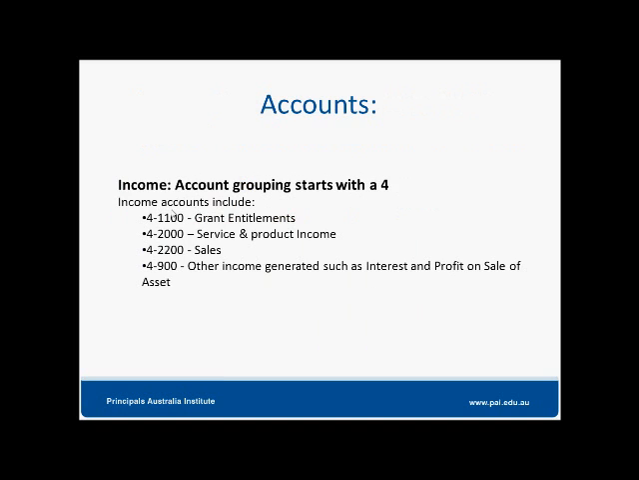Looking at accounts, they come in two components, as I mentioned previously, that we'll be primarily using: income and expense. The income accounts have a grouping that starts with a 4. For example, we have 41000 grant entitlements, 42000 service and product income, 42200 sales, and 49000 other income generated such as interest and profit on sale of asset.